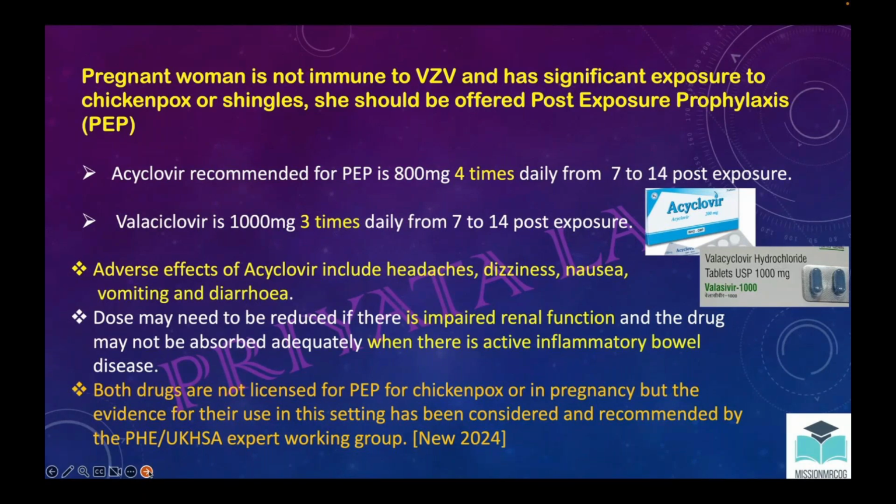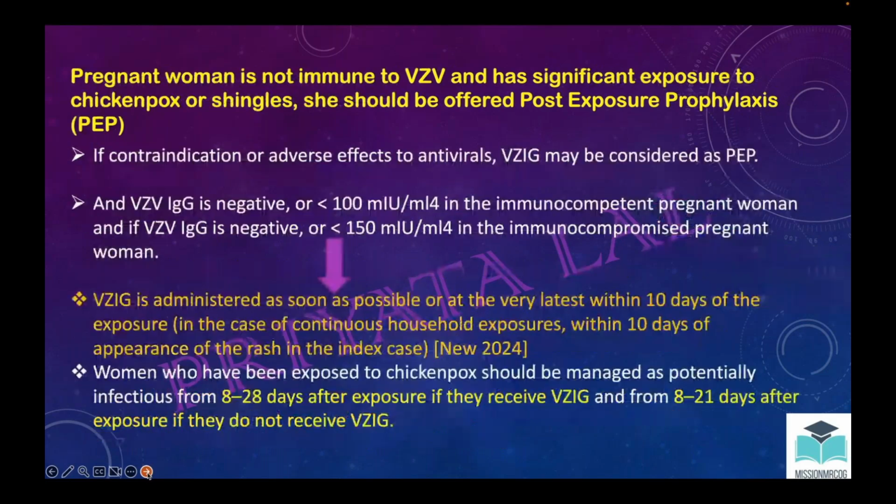Okay, so these are the updates in the new guideline, and you have to know this. So remember the dose of acyclovir, here it is 4 times. Okay. Why it is important to highlight this, I'll tell in upcoming slides. Now, if there is a contraindication to antivirals, or the patient doesn't want oral tablets as prophylaxis, then what is to be done?